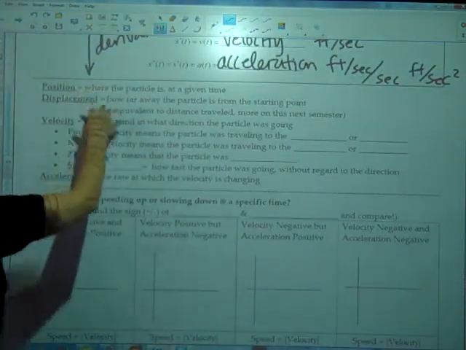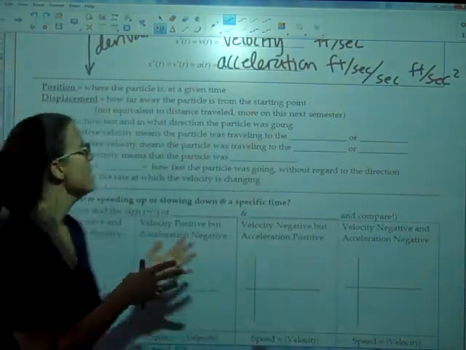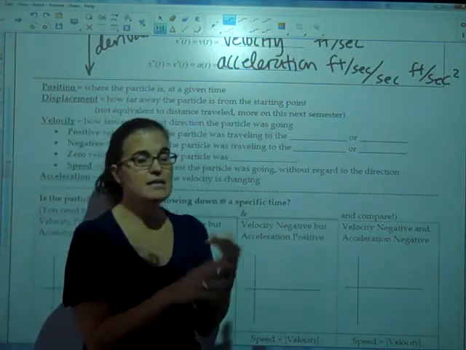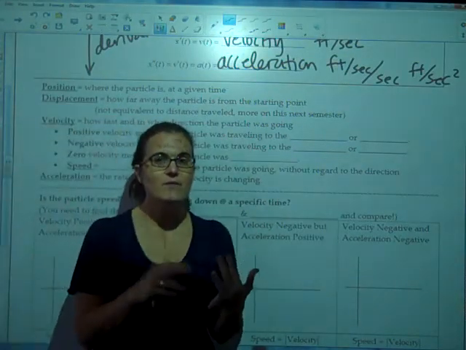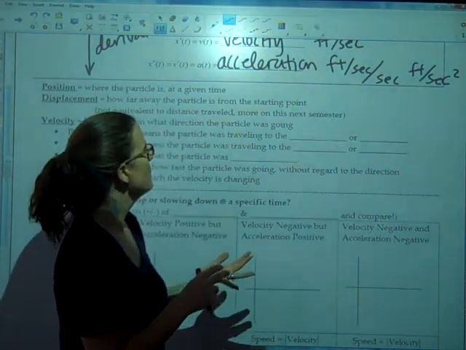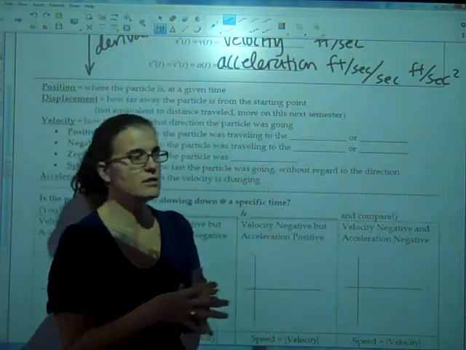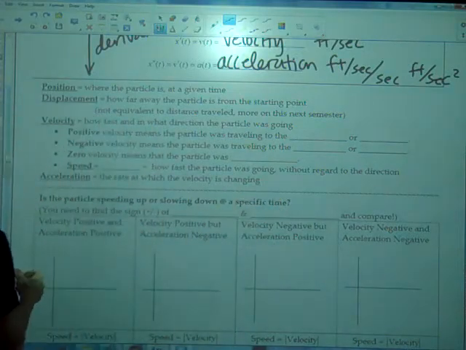Okay. So please read through these definitions and make sure you're very clear on them. Again, position is just where the particle is at a certain given time. Displacement is how far away from the starting point you are, and it's not equivalent to the total distance traveled, but we'll deal with that next semester.